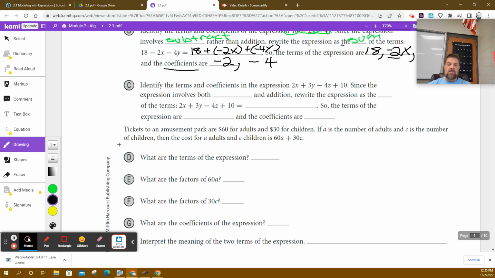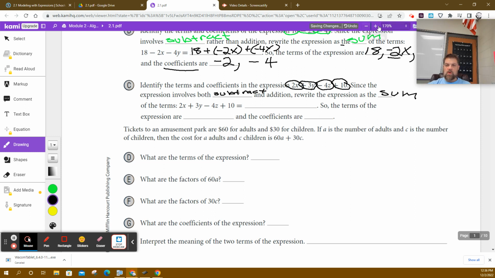Part C wants us to do kind of the same thing again. It says identify the terms and the coefficients of this expression. So I'm going to circle the terms. 2x is a term. Positive 3y is a term. Negative 4z is a term. And positive 10 is a term. So it says since the expression involves both subtraction, this word should be subtraction, but I can't fit it in, and addition, rewrite the expression as the sum.